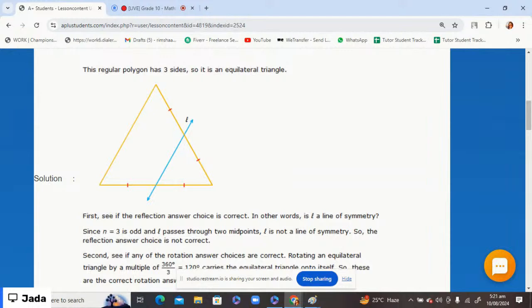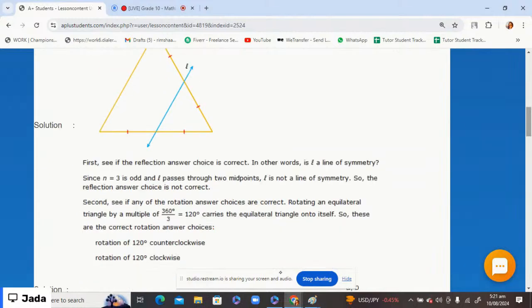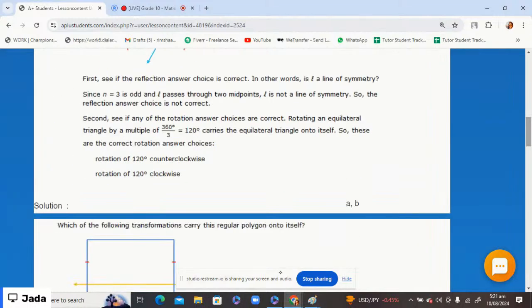Now the second thing: how many total sides? These are three sides. Okay, how many total angles? This is 360. So n is 3, odd, and L passes through the two midpoints. Look, it cuts the first line at its midpoint and the second line at its midpoint. So it means there are two midpoints on this L line. So the reflection answer is what you are going to check.